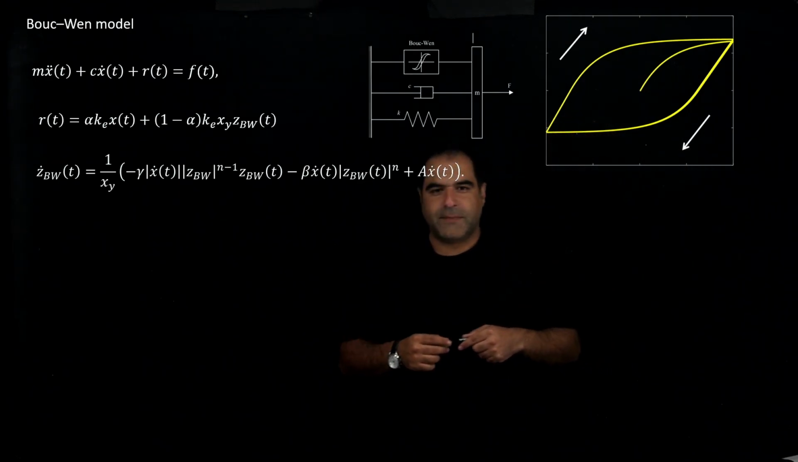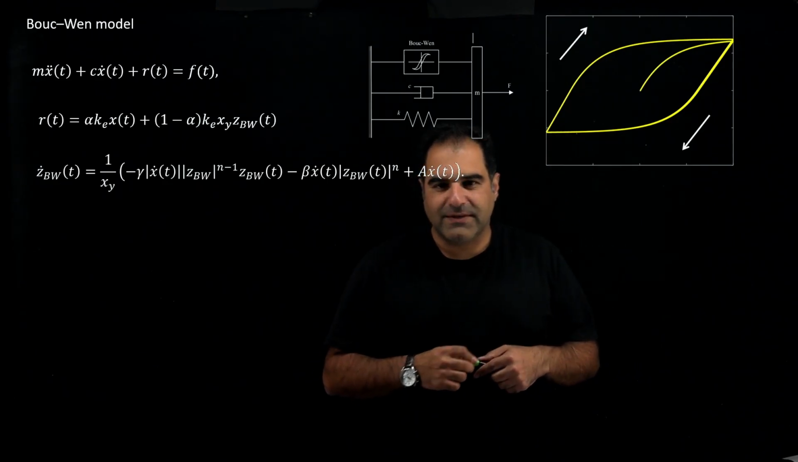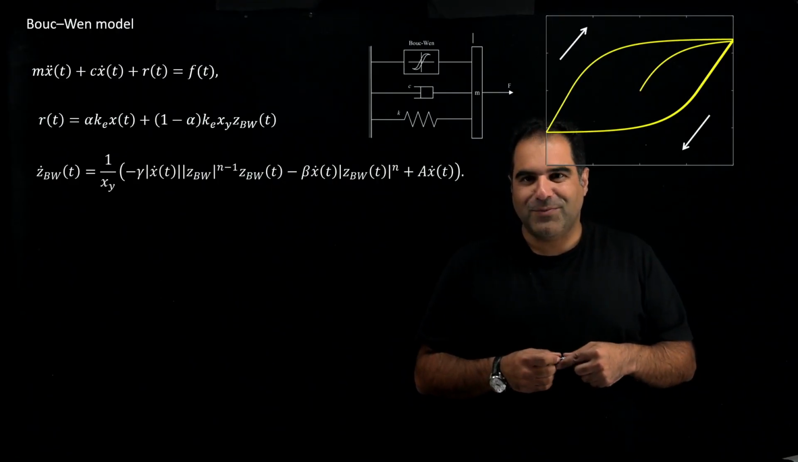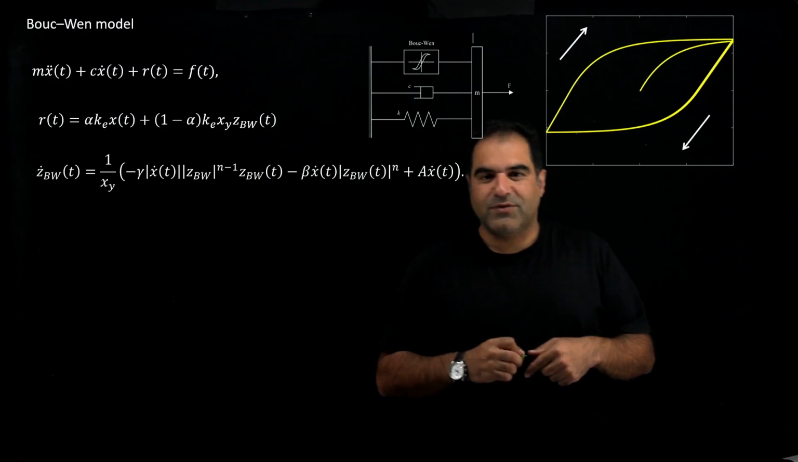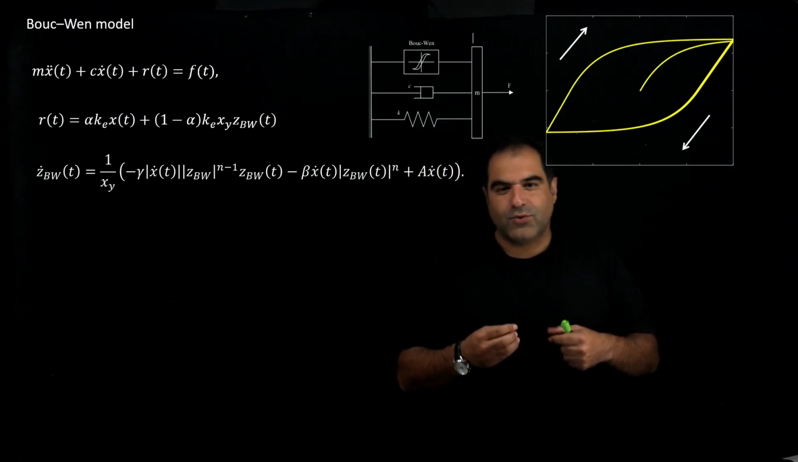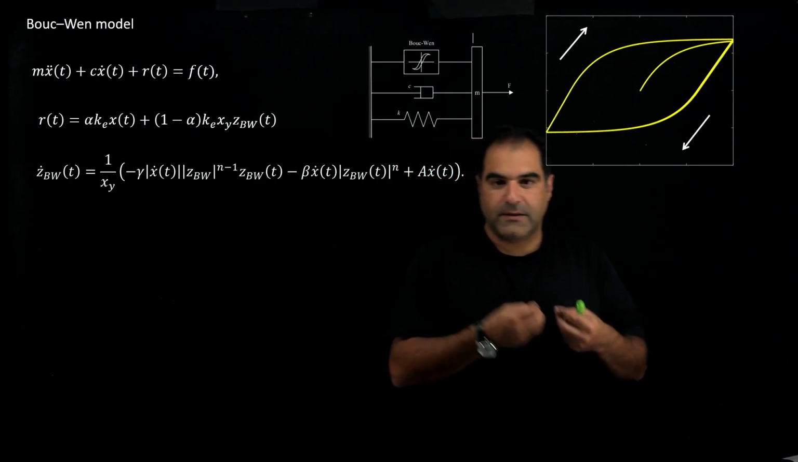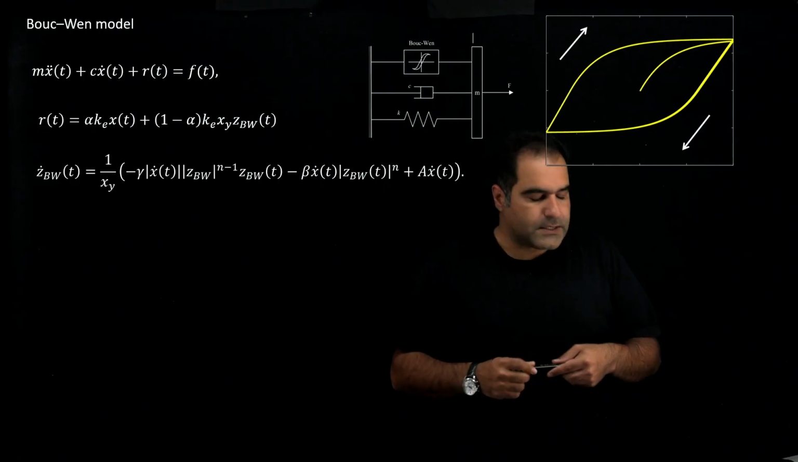Hello and welcome back. In this video, I'm going to show you how we can use an unscented Kalman filter to estimate the states and identify some of the parameters of this nonlinear Bouc-Wen model. The nonlinear Bouc-Wen model is a mathematical equation used to describe the nonlinear hysteresis behavior of any system that has this kind of physics.